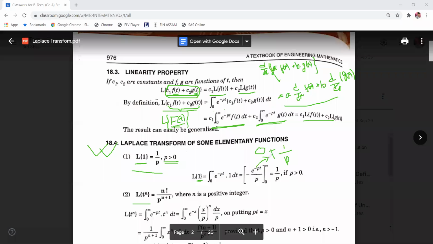Did you understand how we have got this? Because if you put infinity, e to the power minus infinity, the value is 0. So after putting infinity, we get 0. Then minus, but here minus is already there, so minus minus becomes plus. So if you put 0, e to the power 0, means in place of t you are putting 0, ultimately e to the power 0 is 1. So it is 1 by p. Is that clear?